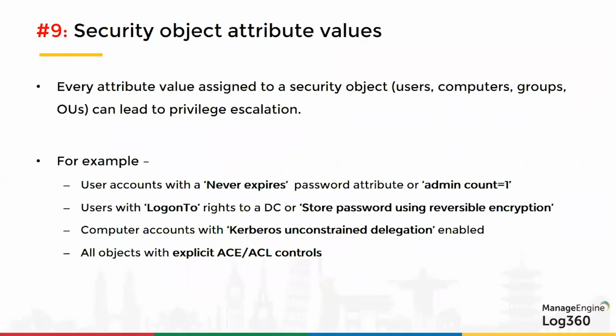The ninth thing we're going to look into is attribute values of objects. User accounts in Active Directory generally have a lot of attributes, right? For example, a user with a password never expires attribute, users with log on rights to a domain controller, or Kerberos unconstrained delegation enabled on many systems, explicit ACEs or ACLs.